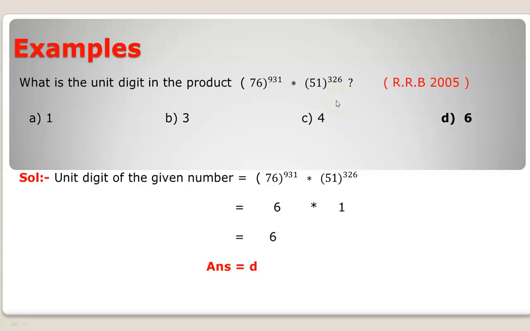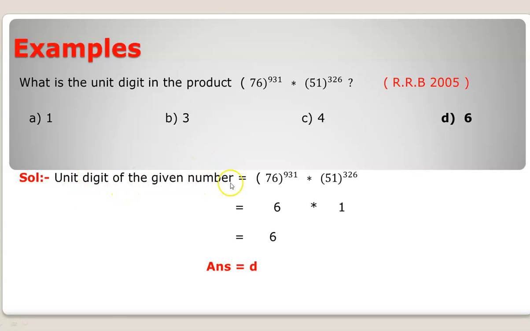For example, 5 to the power 1 is 5. 5 to the power 2 is 25. So the unit digit is 5. 5 to the power 3, that is 5 into 5 into 5, is 125. Again the unit digit is 5. Similarly, 5 into 5 into 5 up to n number of times, the unit digit will be 5. Always the unit digit is 5. Similarly for 6, 0 and 1.